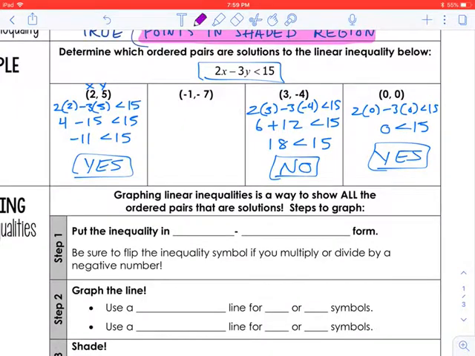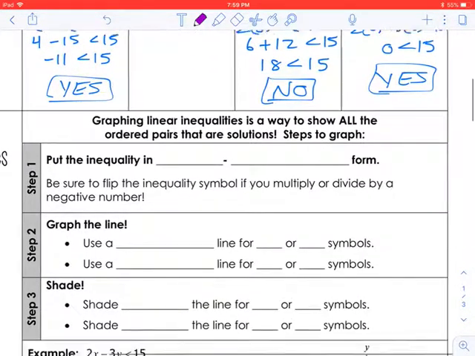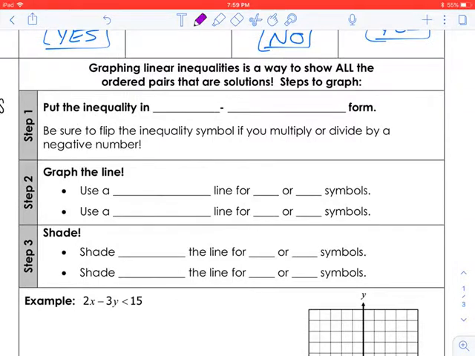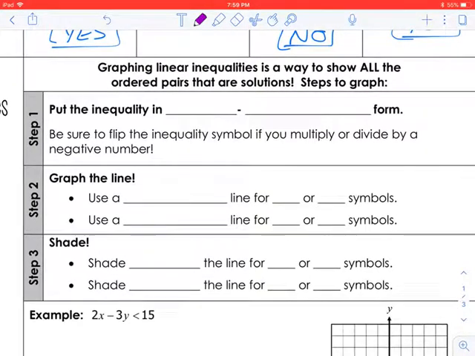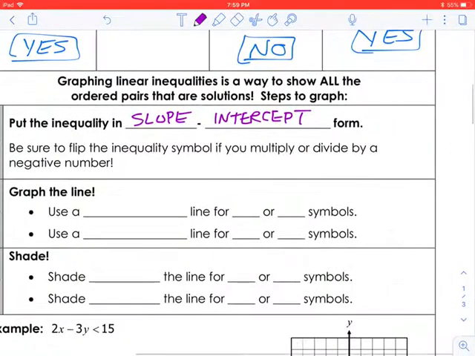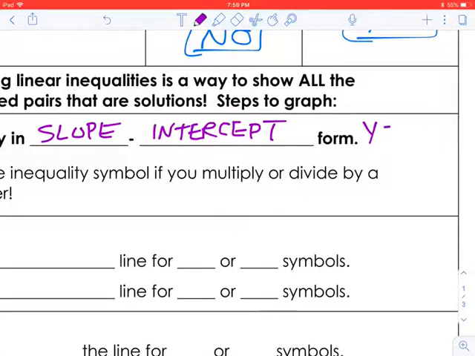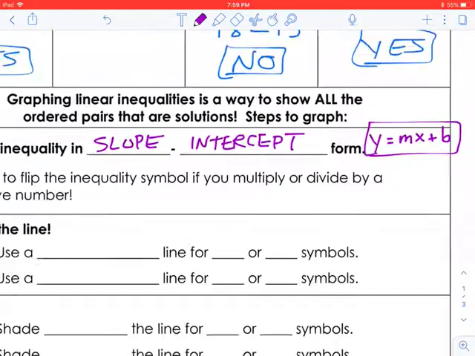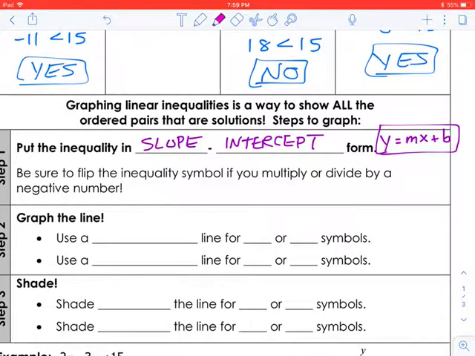Now, graphically, how do we graph these linear inequalities? Well, here's how. First of all, you put the inequality in slope-intercept form. So hopefully by now we know what slope-intercept form is. But if we don't, remember that is y equals mx plus b. So you basically just want to make sure to get the y by itself, okay? And be sure to flip the inequality if you multiply or divide by a negative number, okay? So don't forget those things.